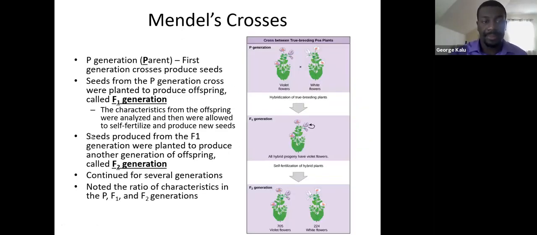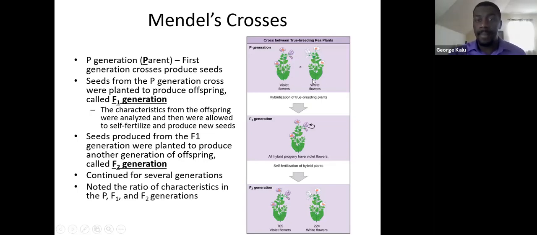So this is the part where I want you to take notes. When he was looking at his generations, the first generation was called the P generation, or the parent generation. These were the plants that he was starting with. What he would do is cross these two plants, and crossing is another way of saying they would allow them to mate. So he would mate these pea plants with violet flowers with these pea plants with white flowers, and these two made up the parent generation.